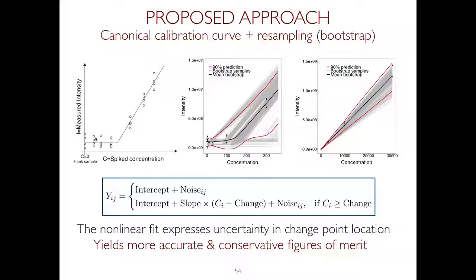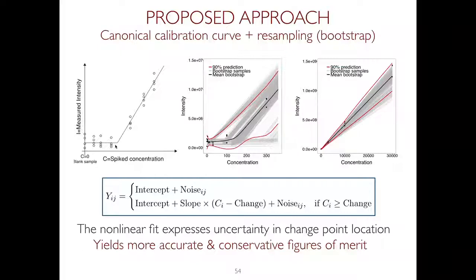And so what we have done here, now we have this curve, so instead of fitting a straight line, we want to fit this kind of bilinear line. But the problem is that this change point is uncertain, right? We don't know where the change point is. And we also want to make sure that we can characterize the location of this change point.